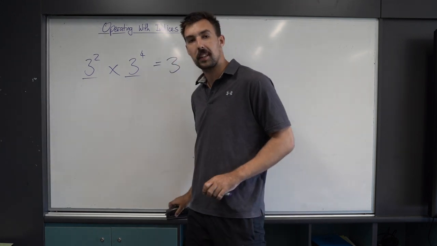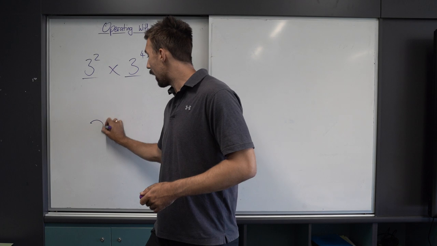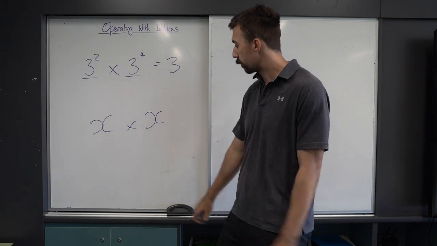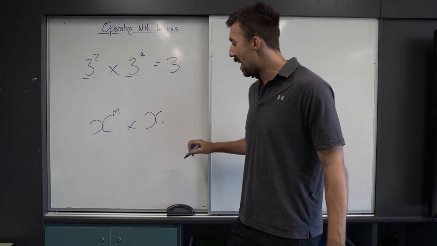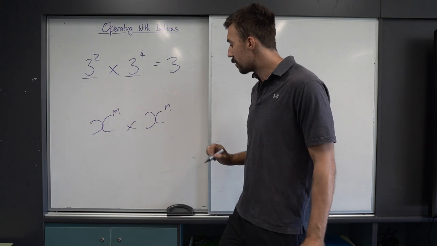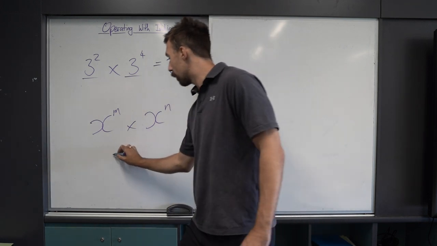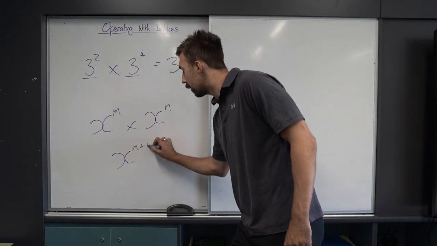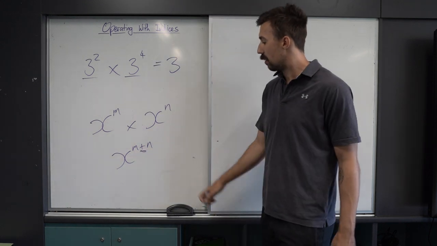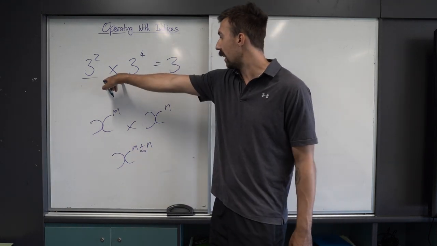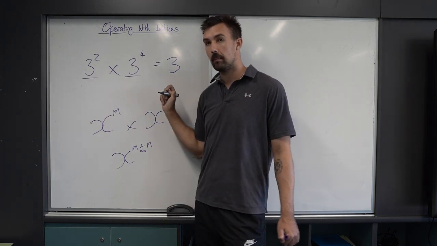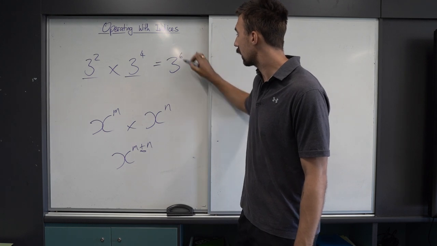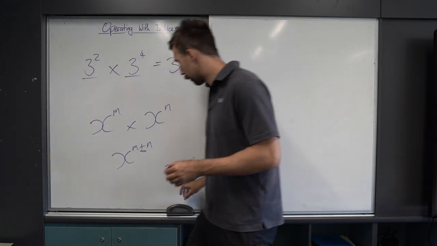And I'm going to use algebraic terms. So any base number multiplied by that same base number, if it has m amount and n amount, what actually happens is they both come together because they're the same. And the m and the n actually add. So let's say we've got these values here. That stays the same. What two numbers add up? That's right, the 2 and the 4, which equals 6. 3 to the power of 6.